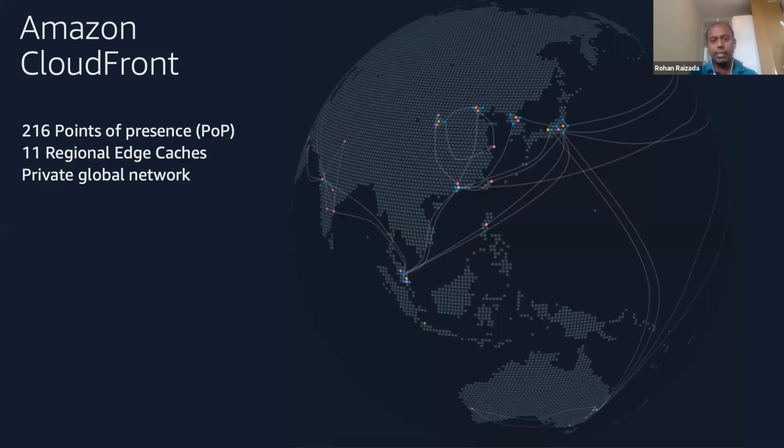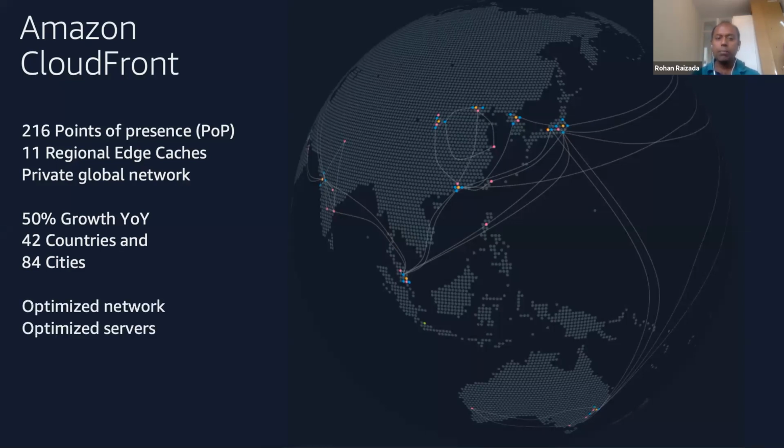And one of the other things is we have been growing at a very aggressive rate. What you see on the screen right now is we have been growing at nearly 50% year on year. So right now we are present in almost 84 cities and 42 countries. And anytime I have to present this content, I need to update the slides with our points of presence and edge locations count.